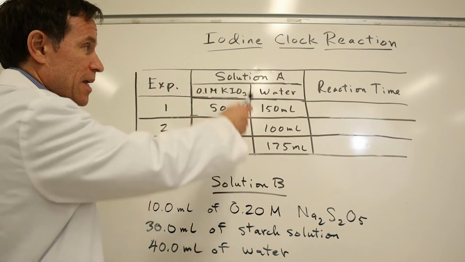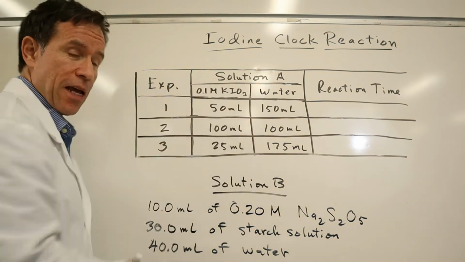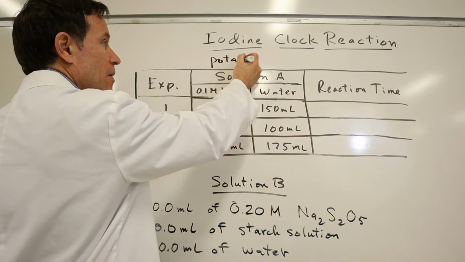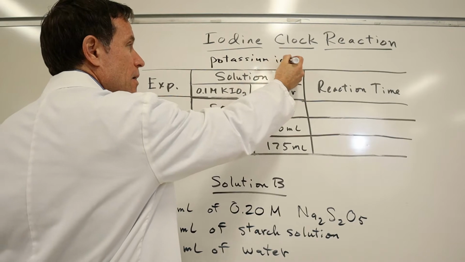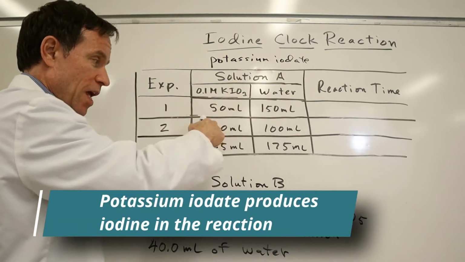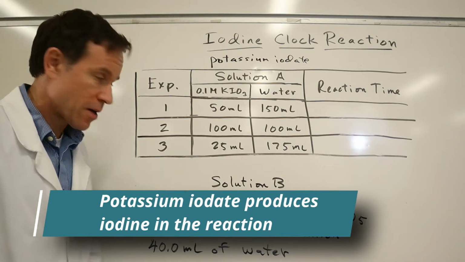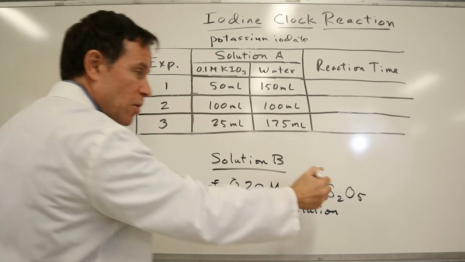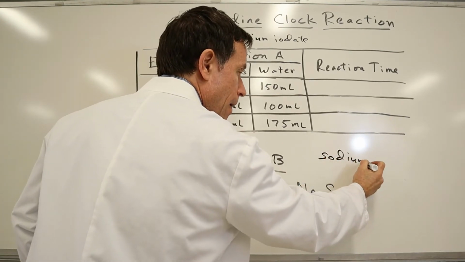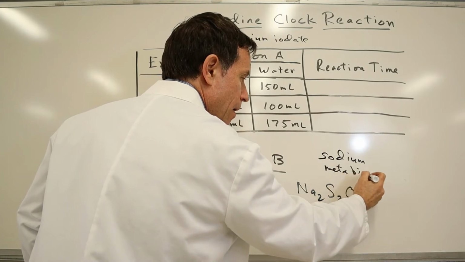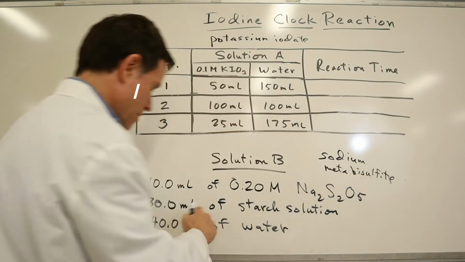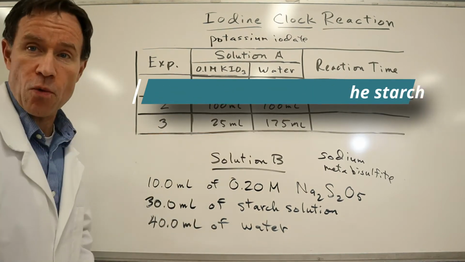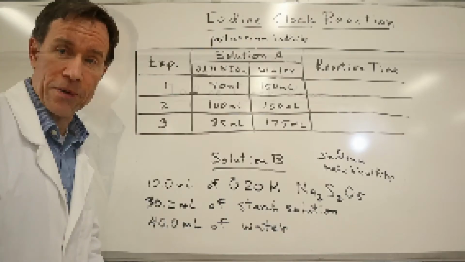We're going to mix a solution A, which is going to contain KIO3 and water. The KIO3 is potassium iodate. All right, remember that, because we changed the concentration of the potassium iodate. Solution B is going to have 10 milliliters of 0.2 sodium metabisulfite and 30 milliliters of starch solution and 40 milliliters of water. So let's see what happens.